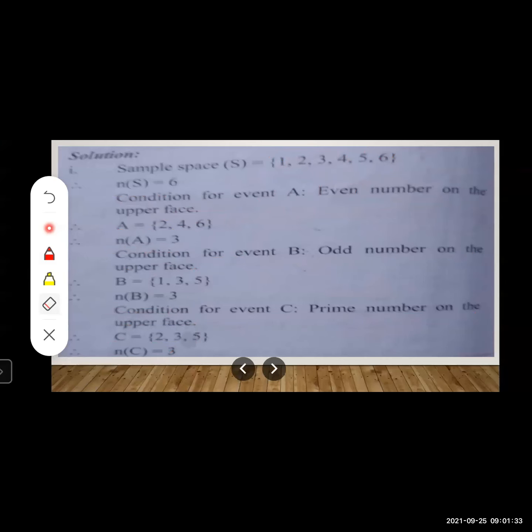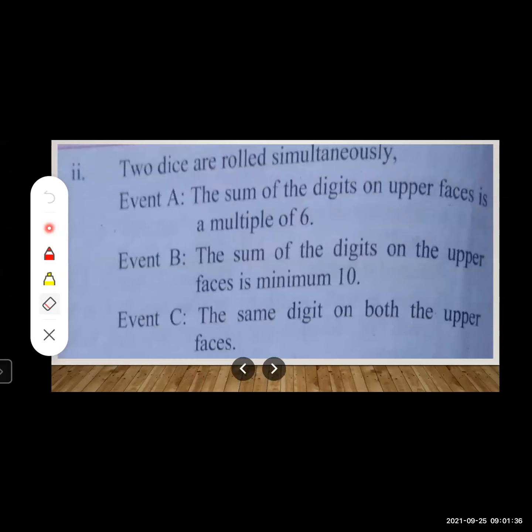Now let us move to the next slide. See here, what is given? Two dice are rolled simultaneously and events are given. Now, when two dice are rolled simultaneously, which are the possible outcomes? We have discussed this very nicely in earlier lectures. When you are throwing one die, there are six possibilities, right? But when you are throwing two dice simultaneously, there will be a total of 36 possibilities.